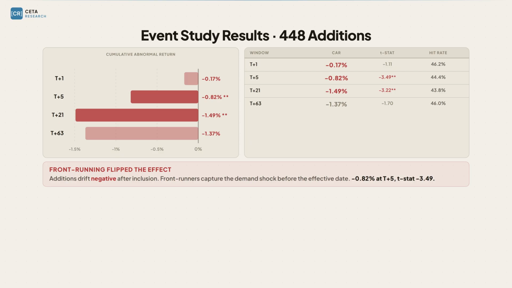The frontrunners flip the effect entirely. They buy on the announcement, typically 5 to 7 business days before the effective date, and drive the price up. By the time index funds execute on the official date, the stock is already priced above its new equilibrium. What follows is a slow drift back to fair value. The 5-day result at negative 0.98% carries a t-statistic of negative 3.68. This isn't random noise. The addition side is genuinely negative for post-effective date buyers.